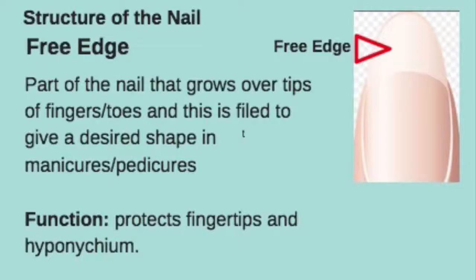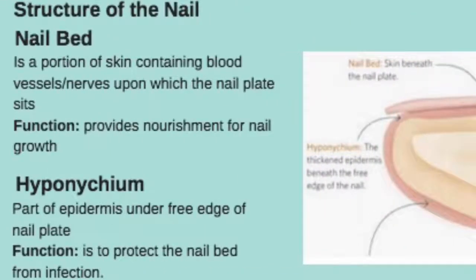So the next part of the nail that we'll talk about is the free edge. The free edge is the part of the nail that grows over the tips of fingers and toes and is filed to give a desired shape in manicures and pedicures. Its function is to protect the fingertips and the hyponychium. The nail bed is a portion of skin containing blood vessels and nerves upon which the nail plate sits. Its function is to provide nourishment for nail growth. The hyponychium is part of the epidermis under the free edge of the nail plate, and its function is to protect the nail bed from infection.